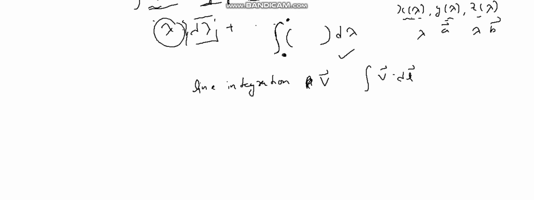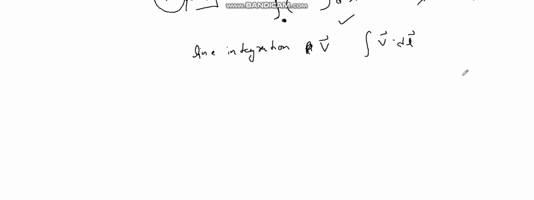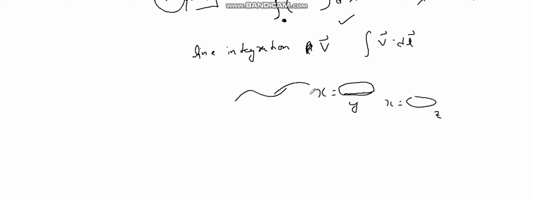Or another way, the equation of a curve can be written with x as some function of y, and again x can be written as some function of z. So the equation of that curve can be written in these two forms.